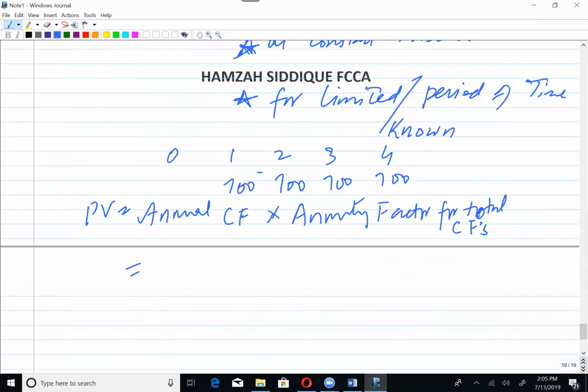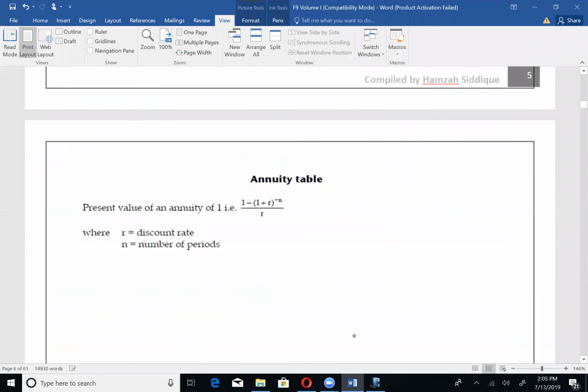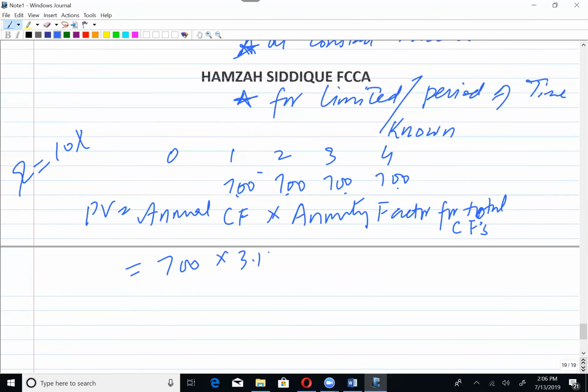So you see here, 700, for example, the rate is 10%. So 10% for total cash flows. How many? 1, 2, 3, 4. We will check the NOT factor. Yes, 10% for 4 is 3.17. So 700 times 3.17, multiply it, and then the present value of all these four cash flows will be here. Double 219.